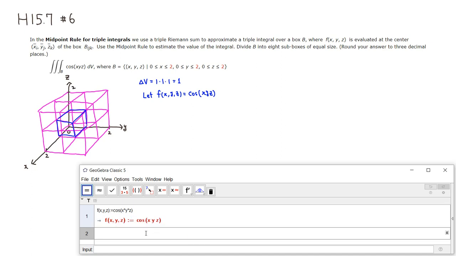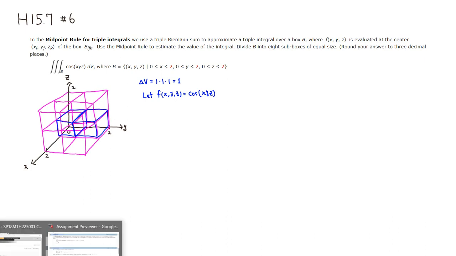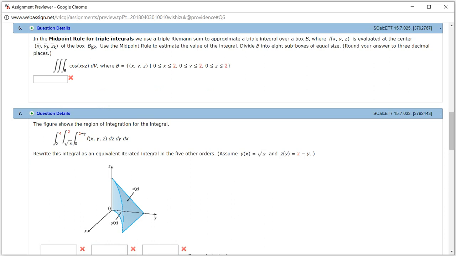What we want to do is plug in 1/2, 1/2, 1/2. So we're going to do f of 1/2, 1/2, 1/2, plus. We have to have 8 of these. For the next one, how about this one right here? x is still 1/2, y is going to be 1.5, and z is 1/2. So it's going to be here. Whoops, that's not what I want.